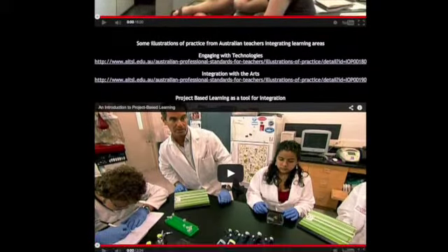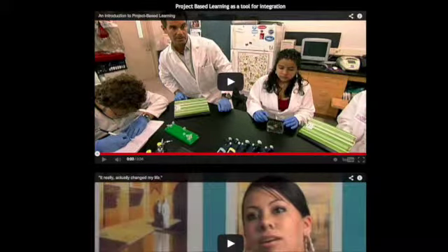Now I've given you here a couple of illustrations of practice for the Australian curriculum from AITSL, and you can have a look at those which address the learning outcomes that you as a teacher need to be able to show in terms of your professional standards. And then finally, I've given you again a few examples of project-based learning.